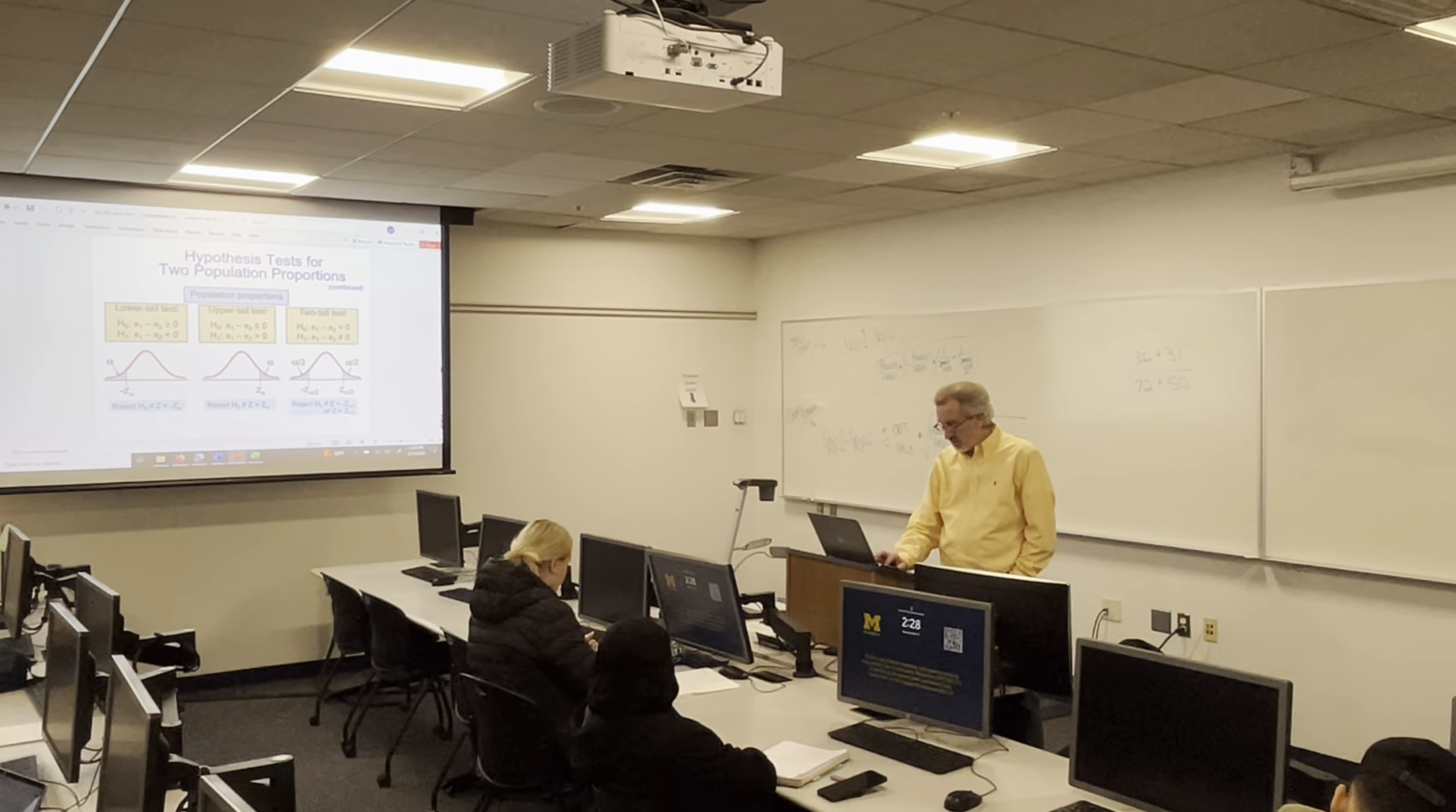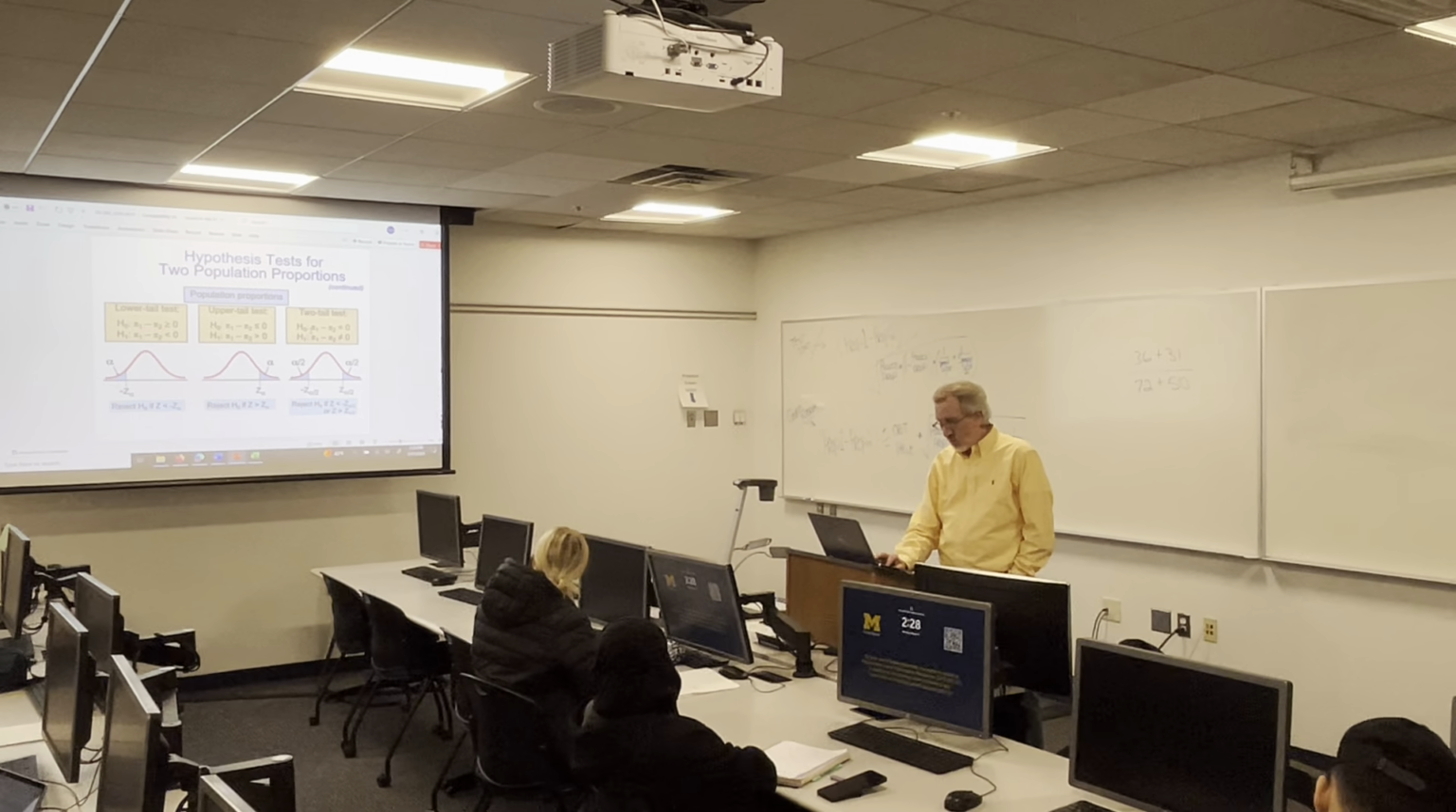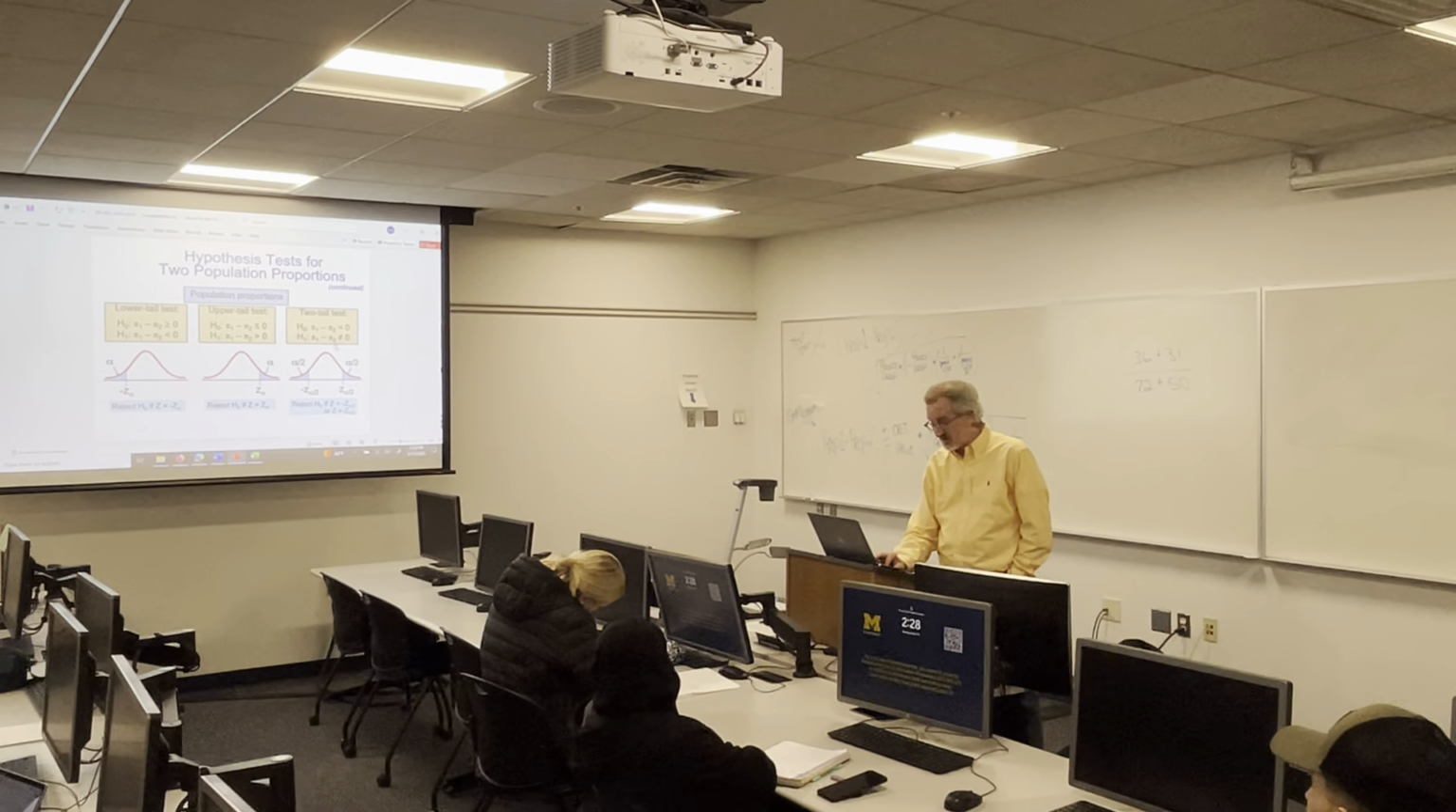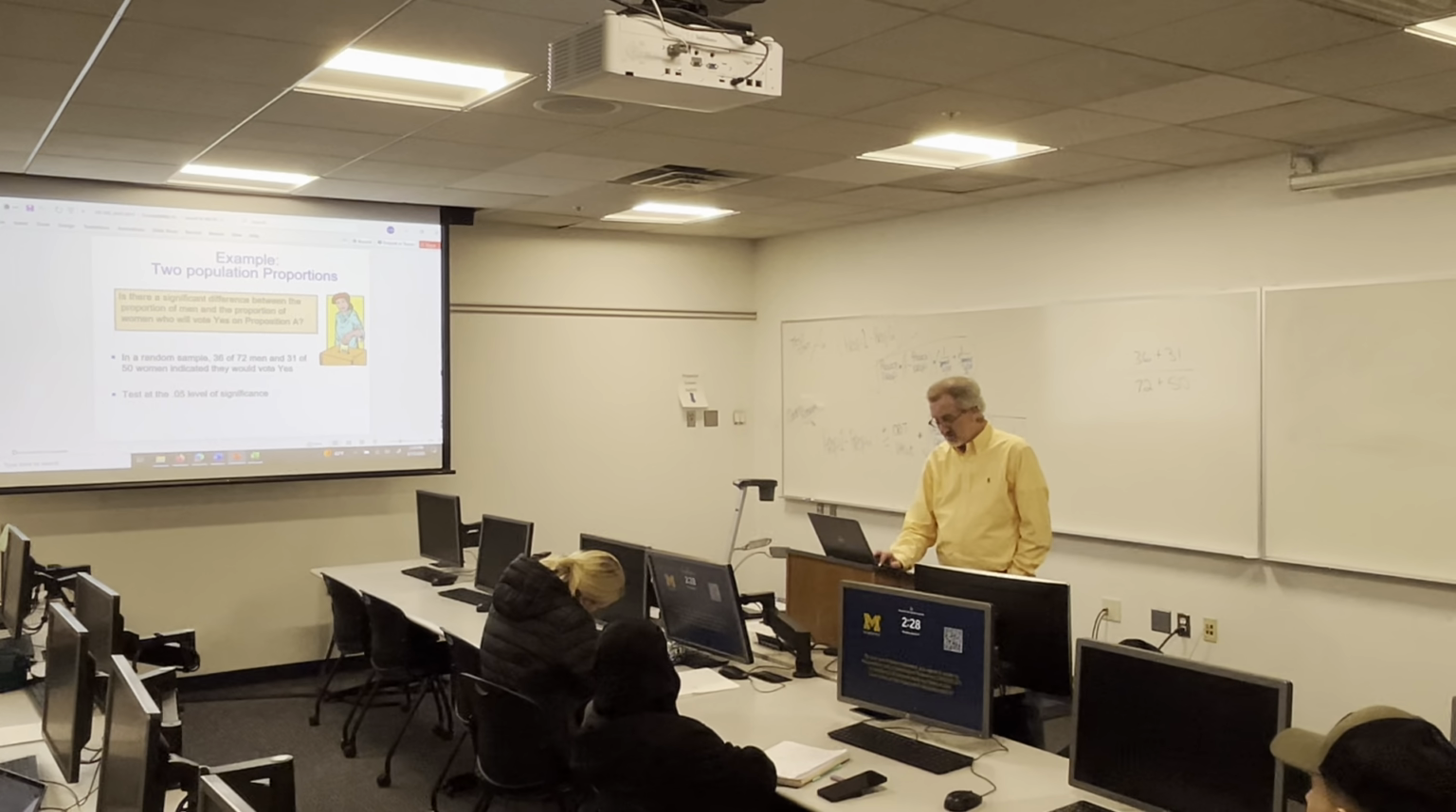Okay, so that's gonna be right here, the far right-hand side. One proportion minus the other proportion equals 0 is your null. One proportion minus the other proportion not equal to 0 is your alternative, right there. What significance are we using? 5%.